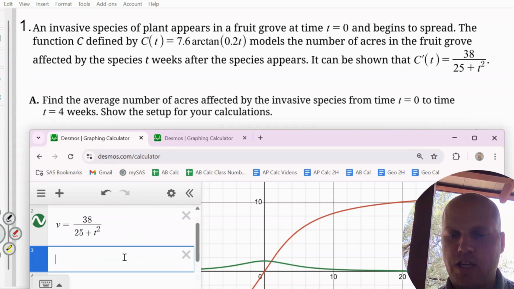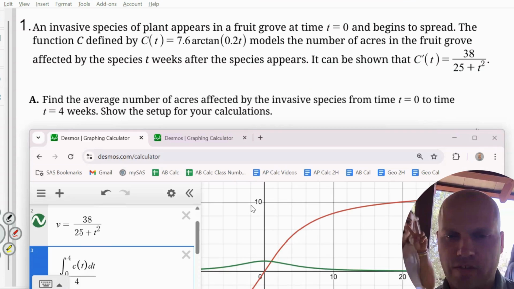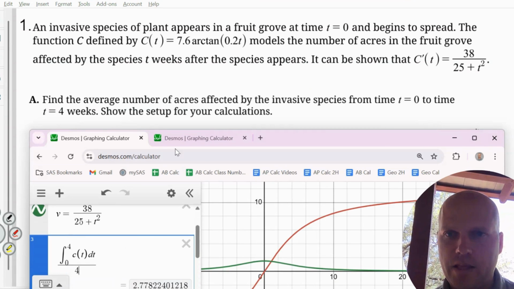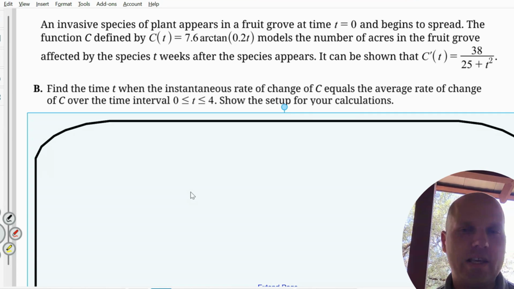And that's a good way to see it, but I would have just accumulated from 0 to 4 of C and divide that by 4. And that's how you get your answer: 2.778.